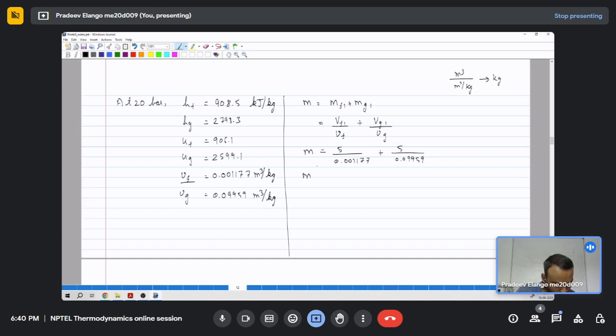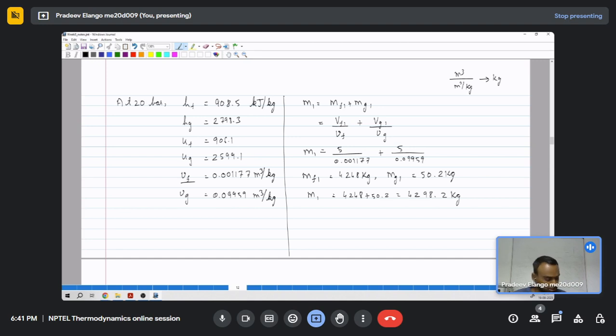It is also better to calculate the Mf and Mg separately. So this is 5 by 0.001177, that is 4248 kilogram, and Mg1 is 5 by 0.09959, that is 50.2 kilogram. So total M, the mass 1, is 4248 plus 50.2, that is 4298.2. Yes, everything is fine up to here. Now we can find the internal energy.